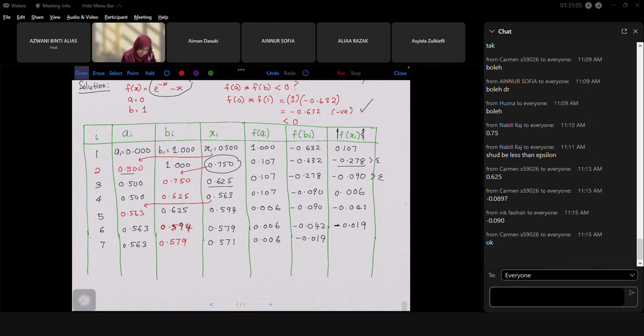So dapat negatif 0.006. Proceed lagi. Still greater than epsilon. Okay, so hopefully this is the last line. So tengok. Ambil yang ni A dengan F. So A kekalkan 0.563. B the new point which is from X. Okay. So the new midpoint between A and B you akan dapat 0.567.